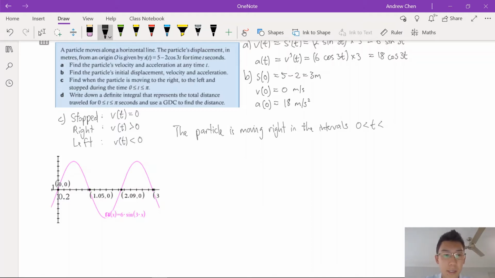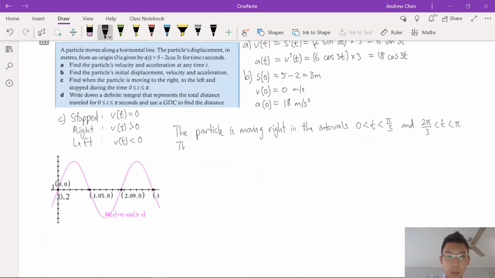So that means the second, that 1.05 is actually pi on 3. So I'm just going to use that. And it's also moving to the right at our third, that 2.09, our third intercept there that we found, to our final intercept, which is at pi. All right, see how the velocity graph is positive in those sections? It's above the x-axis. That's when it's moving to the right.